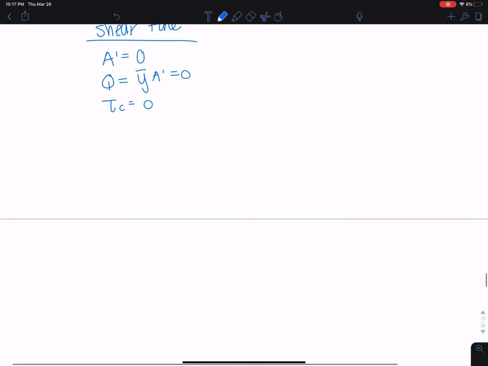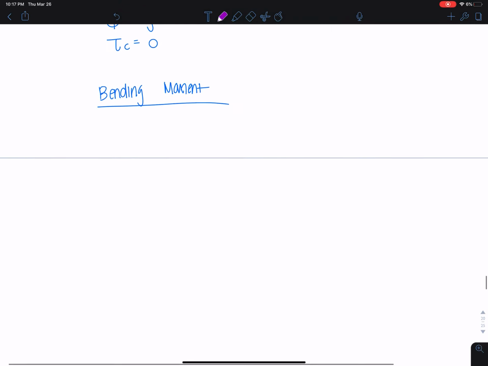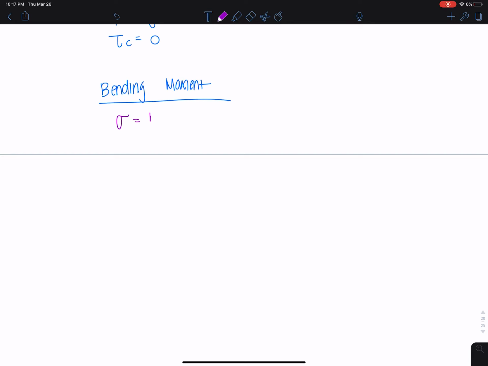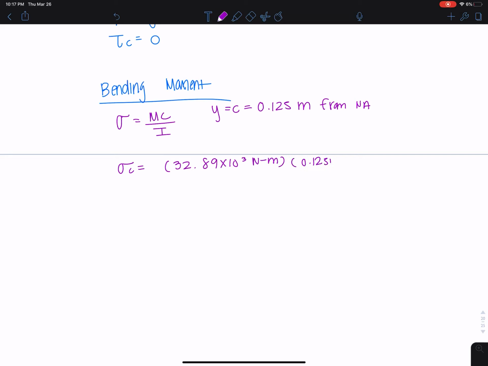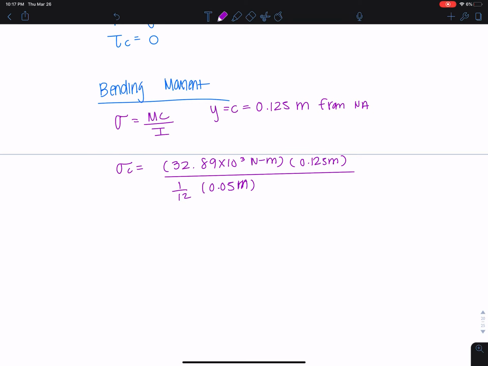The last thing we have to do is bending moment. So actually let me write the equation first. Sigma equals My over I. So our y value is equal to c, which is 0.125 meters from our NA, right? So if I want to plug this in, sigma C is going to be 32.89 times 10, just that internal load that I already solved for, times 0.125 meters divided by 1 over 12 meters. And I get sigma C is 63.16 MPa.